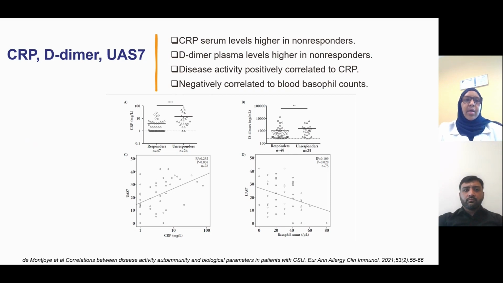Regarding CRP and D-dimer, they were also linked with urticaria disease activity. So presence of high CRP and high D-dimer, as we saw before, is associated with poor response to antihistamine. And presence of high CRP is positively correlated with disease activity. And presence of eosinophils is negatively correlated with disease activity. So if the patient has a high blood eosinophil level, the disease activity will be low.